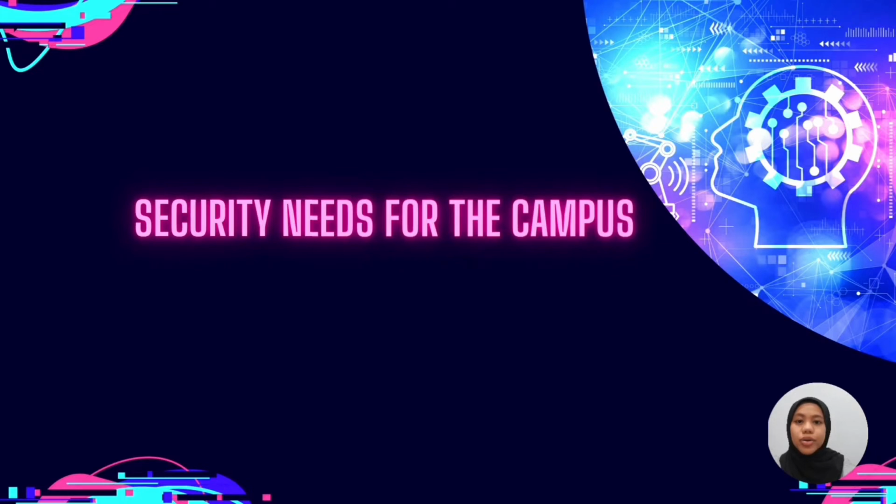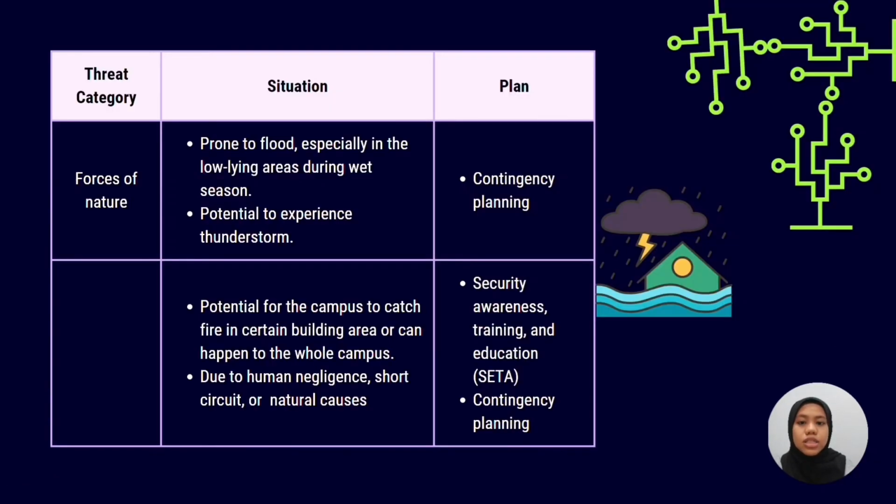In this part, I will break down what are the threats faced by the campus and what other measures can be taken to secure the campus network and information system from the threats. The location of the campus is prone to flood, especially in the low-lying areas during wet season. The campus also has potential to experience thunderstorm during this season.